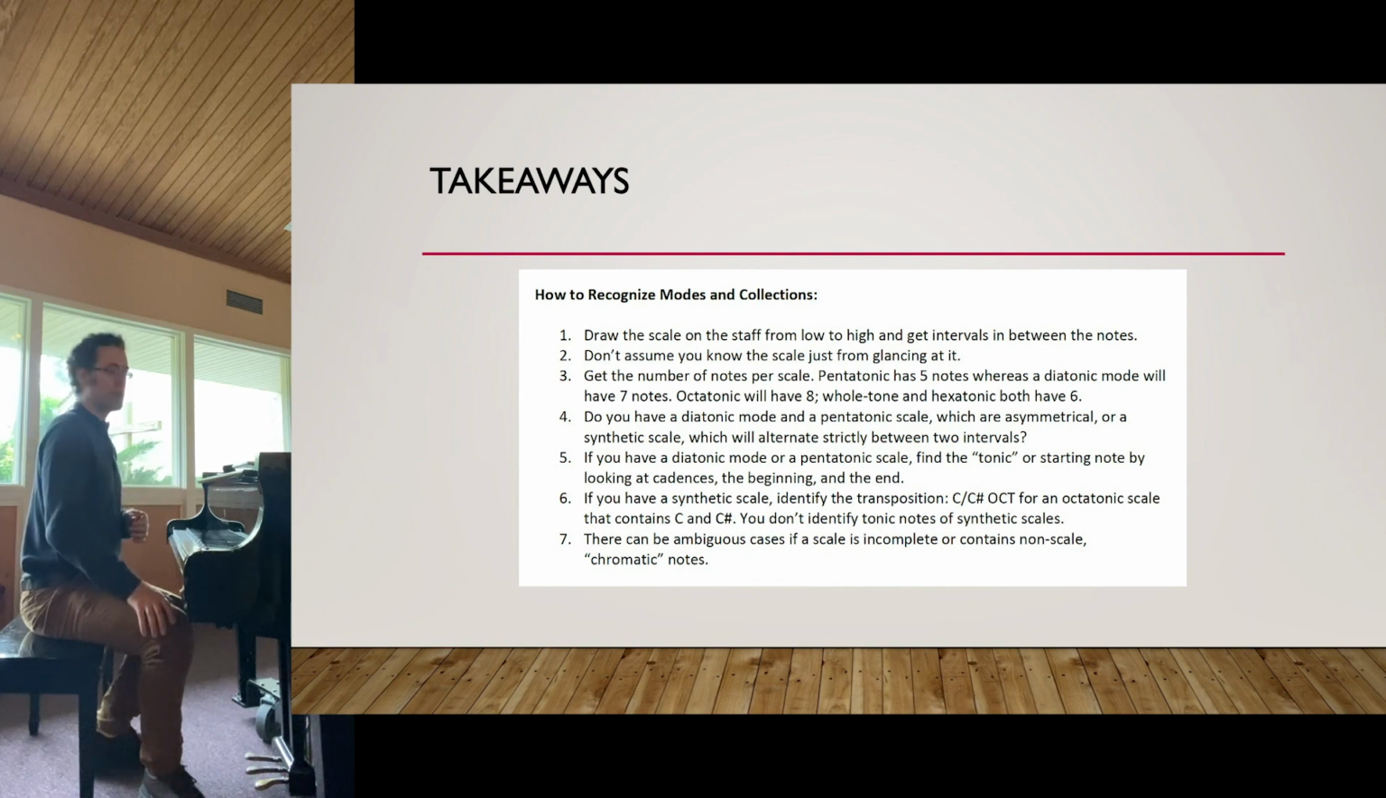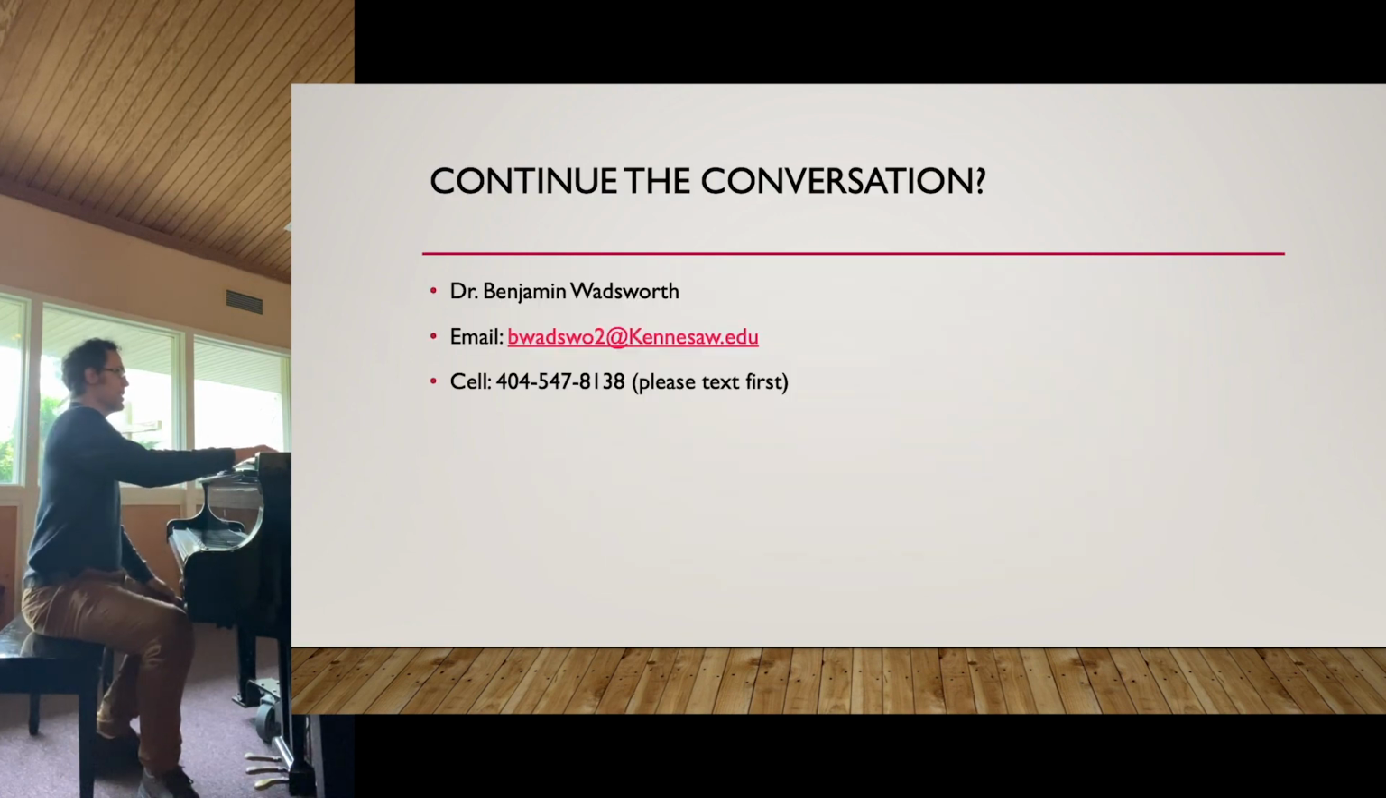If you have a synthetic scale, try to identify which transposition it is. Look for a half step if you can, or a note as far down to C as you can manage. So let's say for octatonic, it could be C, C sharp, C sharp, D, or D, D sharp. And you don't identify tonic notes of synthetic scales. And obviously, there can be ambiguous cases if a scale is incomplete or contains non-scale or chromatic notes. Imagine a piece in C major, which involves chromatic passing tones. So there can be a lot of interpretation that's needed.